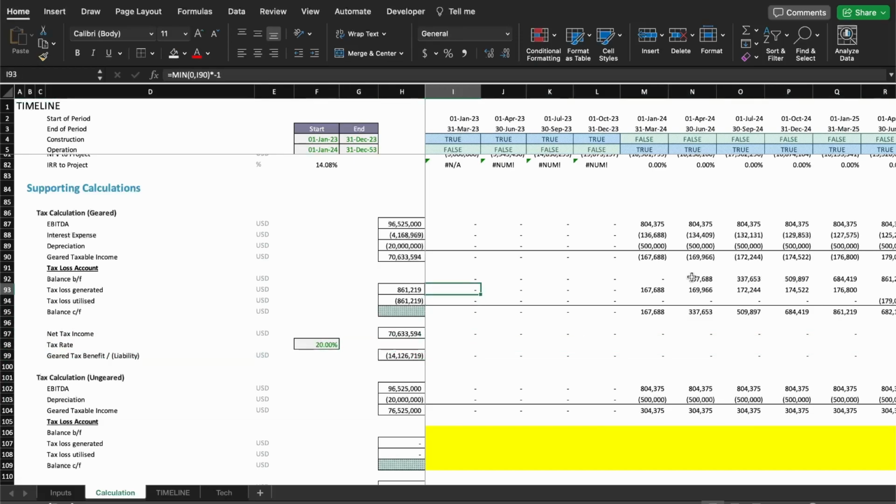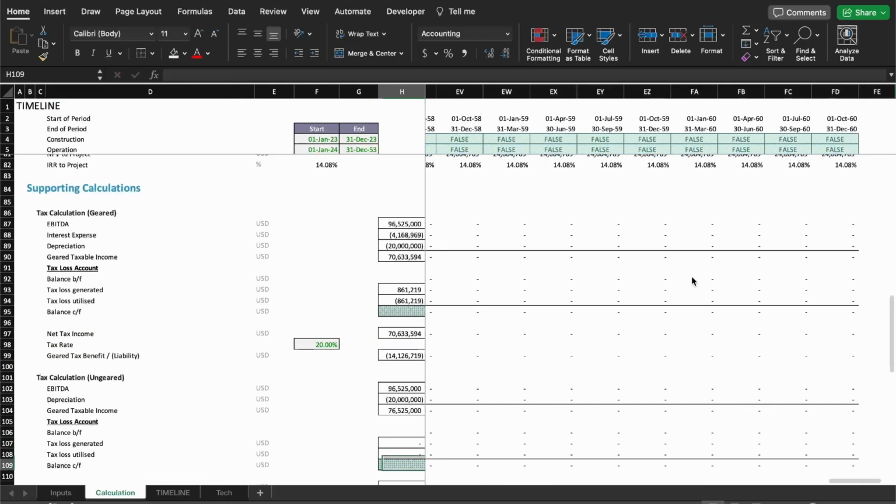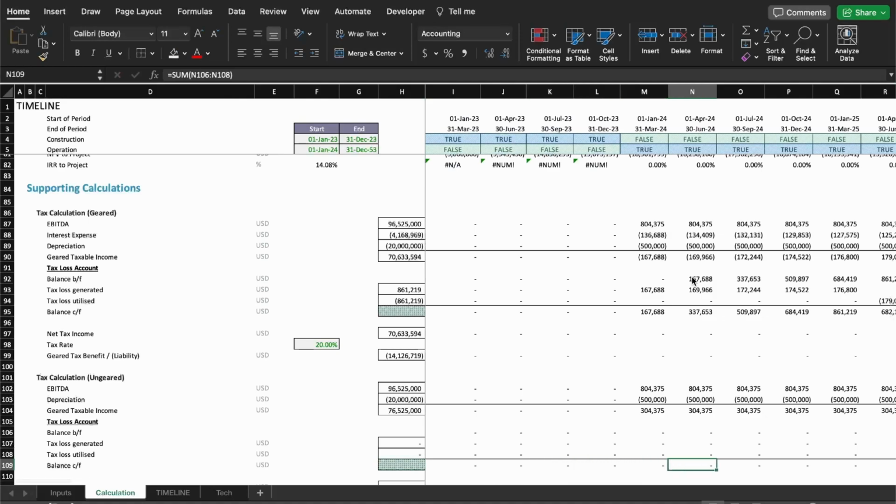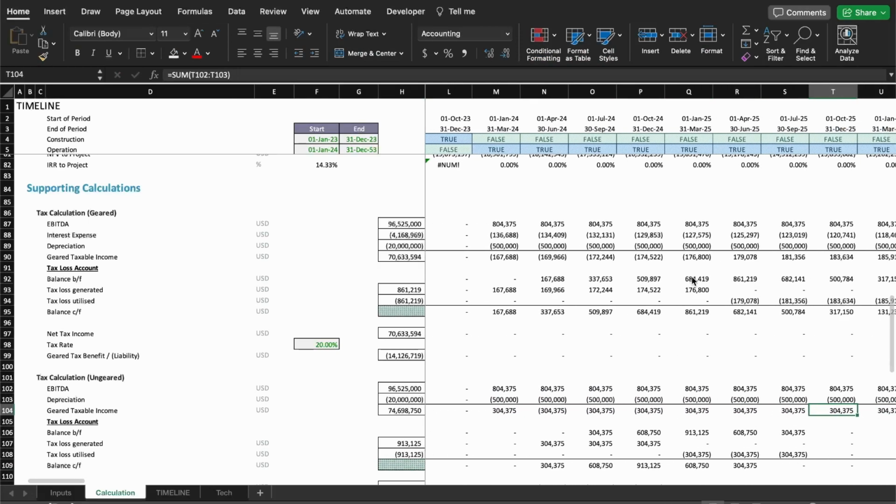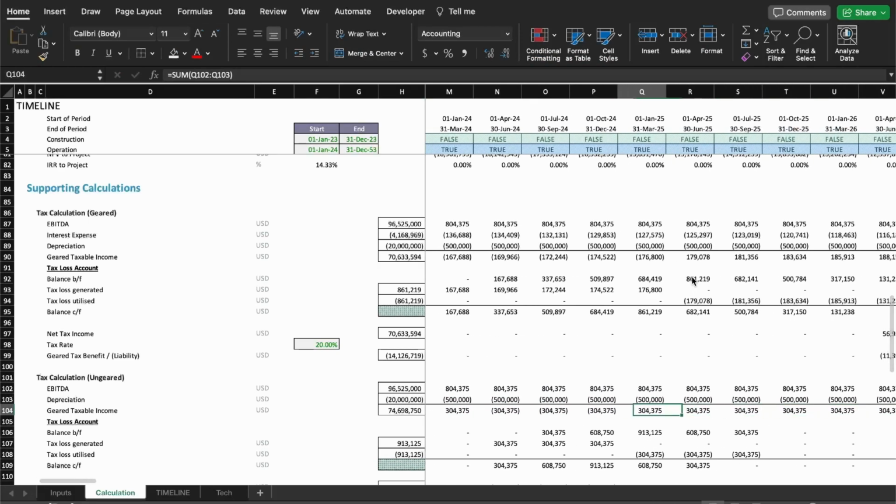We can also copy and paste everything here for the ungeared one. So I'm going to go here, I'm going to press enter. I'm going to check if everything is correct in here, and apparently it is. I'm going to copy and paste everything across. And we also have in here, right? So if we have a negative number in here, okay, so everything seems to be working well. So let me just look a little bit more. Yeah, everything seems to be working well.